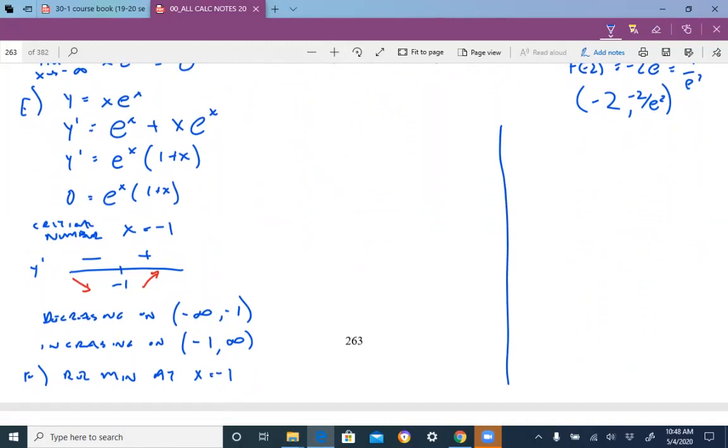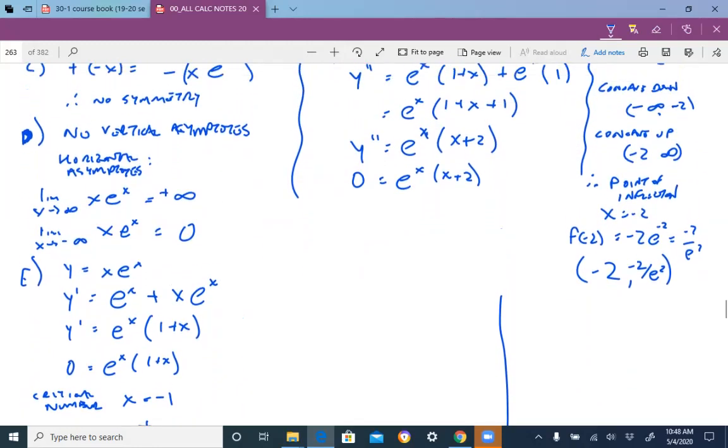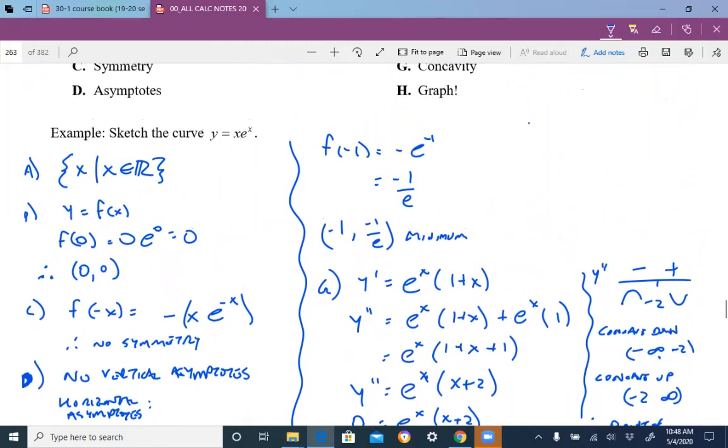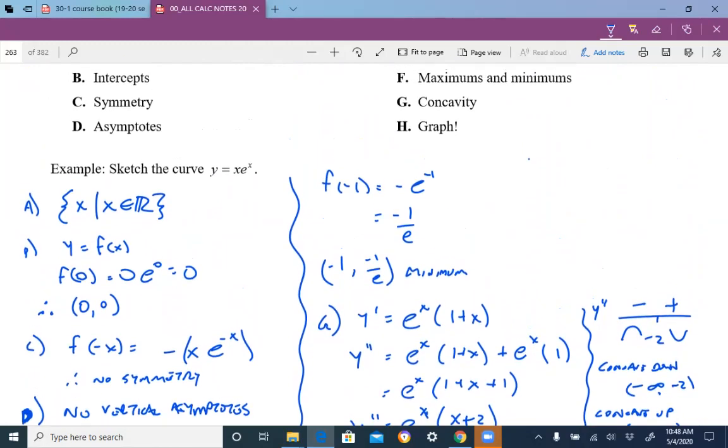We know that we have this minimum at negative 1. What did we say? Negative 1 comma negative 1 over e. If we want to decimalize that, just so we can have our head around where that would go as a graph, this ends up being negative 1 divided by e. It's negative 0.37 approximately.